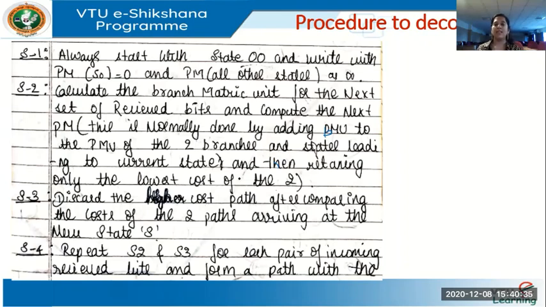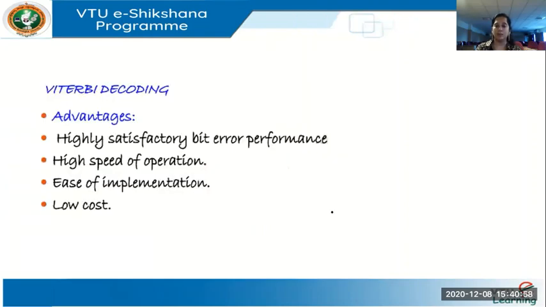And finally, we retain only the lowest cost path which has reached the current state. And in step 3, we discard the higher cost path after comparing the costs of the 2 or 3 paths arriving at the new state S. And then we are going to repeat steps 2 and 3 for each pair of incoming received bits. And we will form a path with the least value in the end.